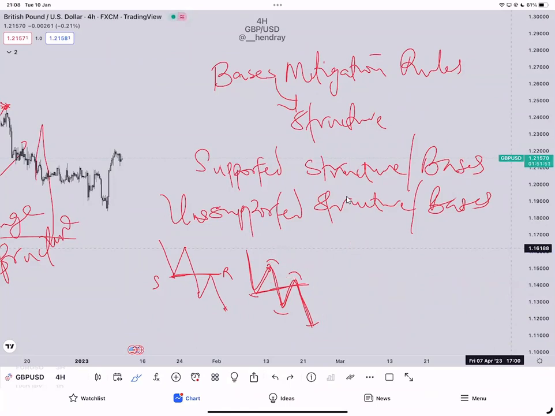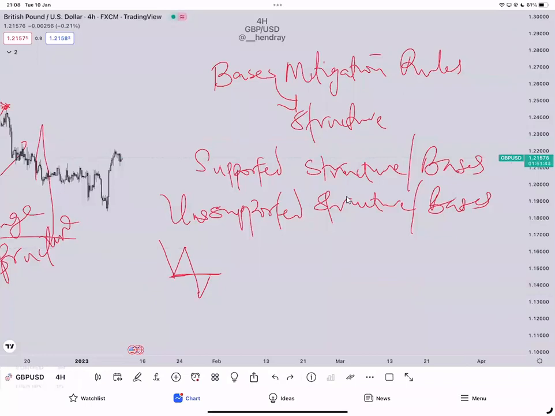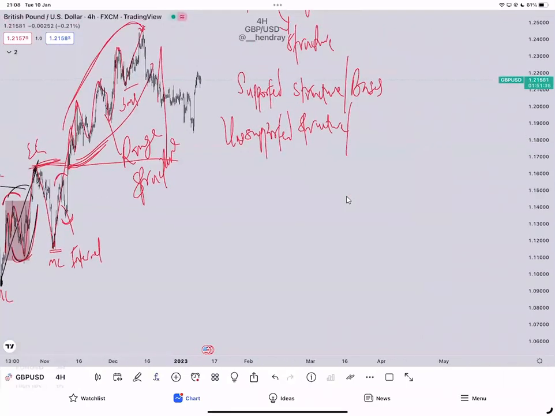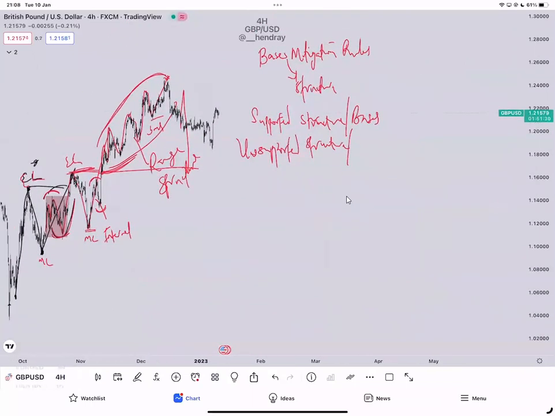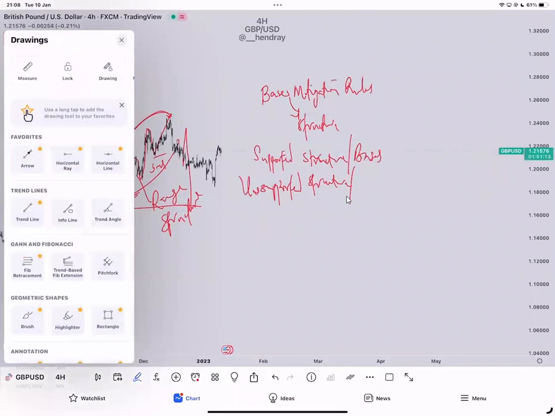So let's take a step further, and look at basis mitigation rules, that is structure mitigation rules. Okay, so let's now take a step further to actually understand that. So what are now the mitigation rules? So the mitigation rule for supported basis. So we have the rule for supported basis.